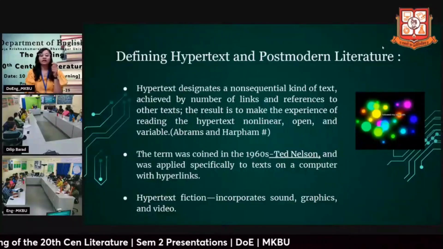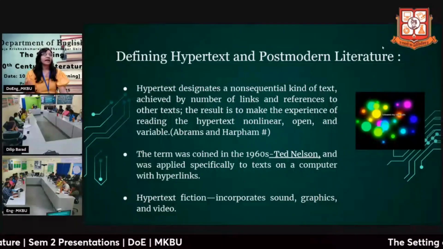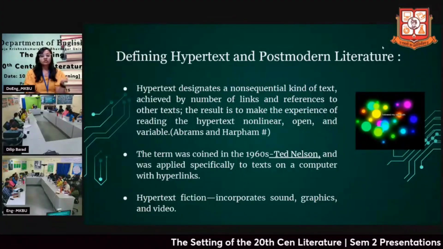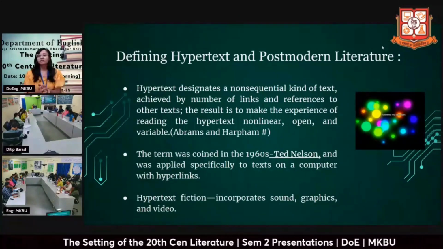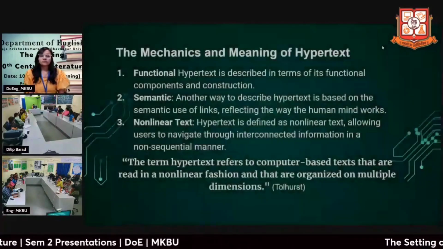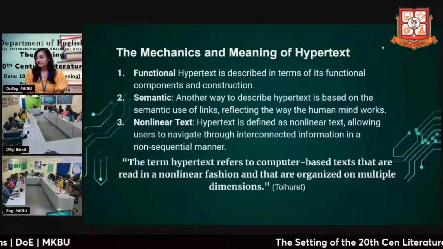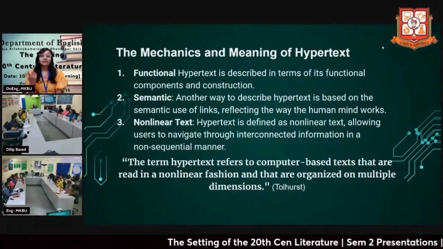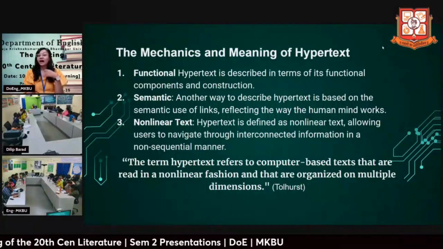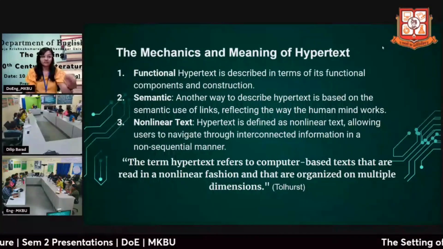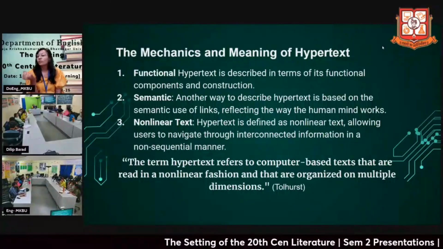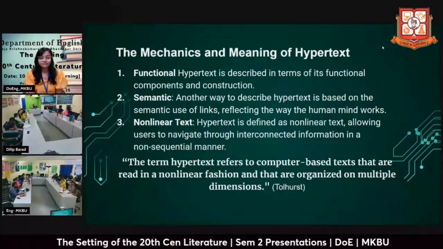The term was coined by Ted Nelson in the 1960s, and specifically it is connected with the computer and with hyperlinks. It incorporates not only links and text, but also graphics, sounds, and visuals as well. The mechanics and meaning of hypertext are that it has a functional aspect, which is construction, and a semantic aspect, which reflects how human minds work, that we are not able to stick to one thought at one time. Similarly, hypertext fiction captures the postmodern element of non-linearity.